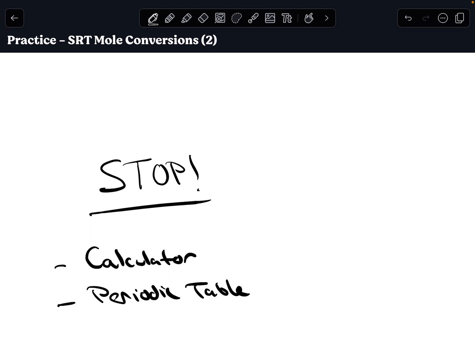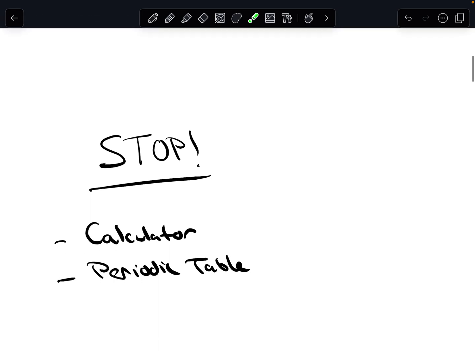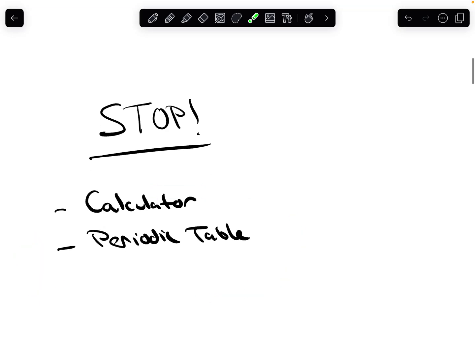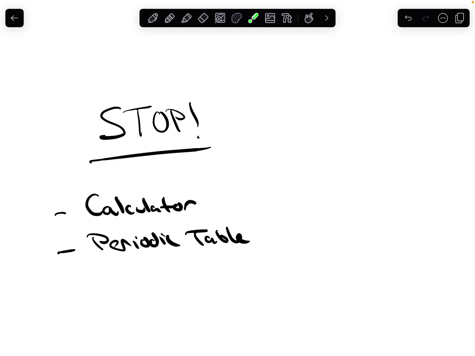So how do we go about doing these mole conversions? Well, first of all, you're definitely going to need a calculator and a periodic table. Calculators can be found in the front of the room as always. Please return them when you're done. And there will also be a stack of periodic tables available to you. But honestly, you should probably already have one of your own.